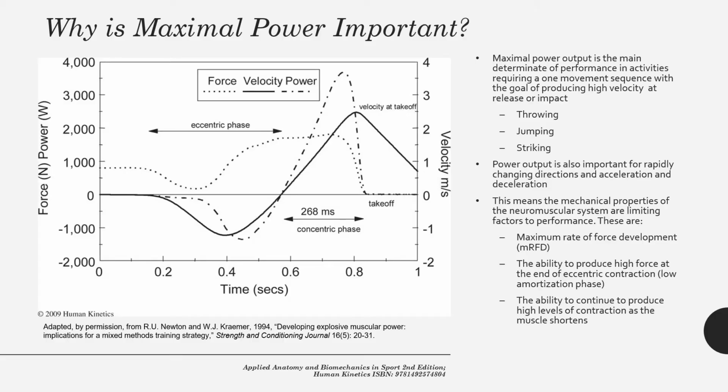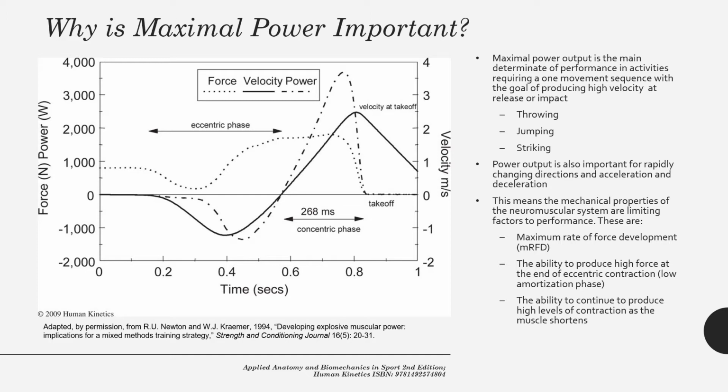So why does this actually matter for physical activity, sports, and athletics? Well, maximum power output is the main determinant of our performance in activities that require one movement sequence with the goal of producing high velocity at release or impact. So what does that actually mean? Basically, power output is the determining factor when we are dealing with throwing, jumping, or striking activities. So if you think about it, most sports are going to involve some sort of throw, some sort of jump, or some sort of strike. Any sports that don't require this are going to be more important either for endurance or strength.